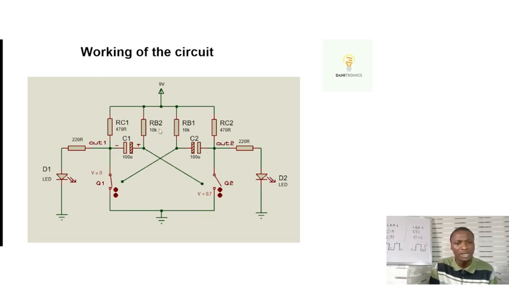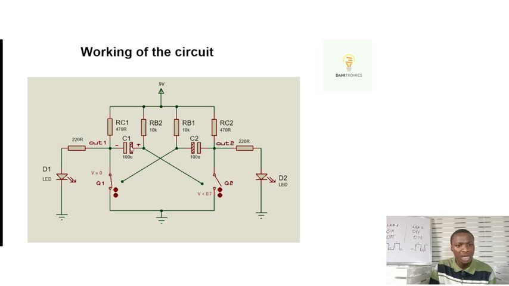Current is going to flow through this base resistor. This RC1 is the collector resistor of transistor 1. This is the base resistor of transistor 2, because this is the resistor that's connected to transistor 2. Then this is the base resistor of transistor 1, and this is the collector resistor of transistor 2, that's RC2. So current begins to flow through this base resistor of transistor 2 and begins to charge this capacitor.